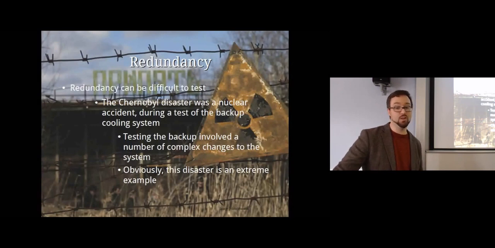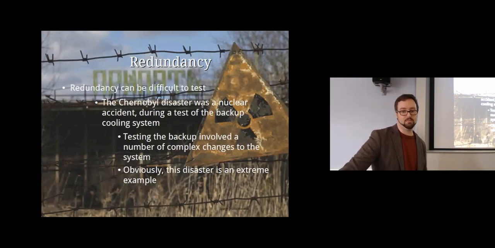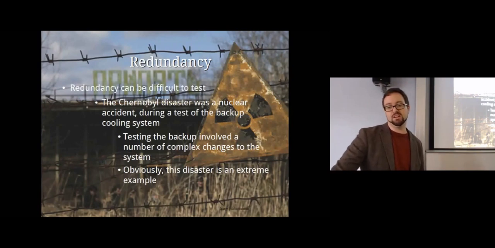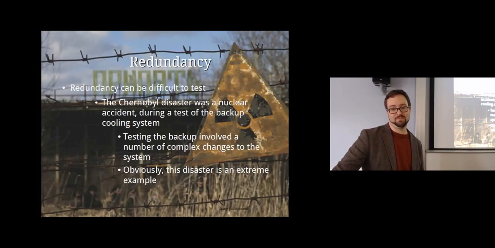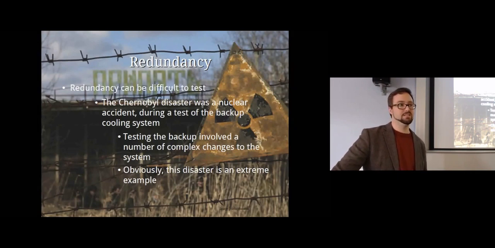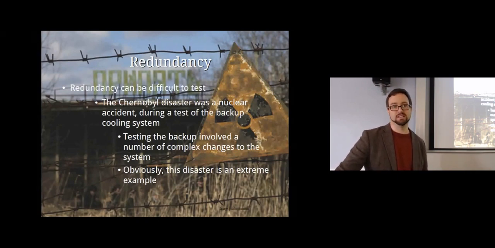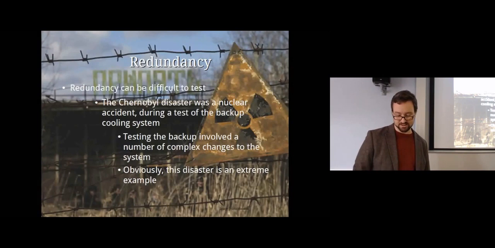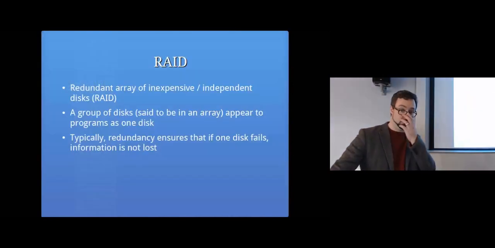Probably you've all heard of it. It was a nuclear incident during a test of the backup cooling system. And testing the backup involved a number of complicated changes, and it didn't go very well. So they were testing the backup system, and while they were testing the system, it created one of the largest disasters that's ever happened. Basically, it was a horrible, horrible incident. Yeah, the point is that's quite an exaggerated example, but basically things can go wrong.